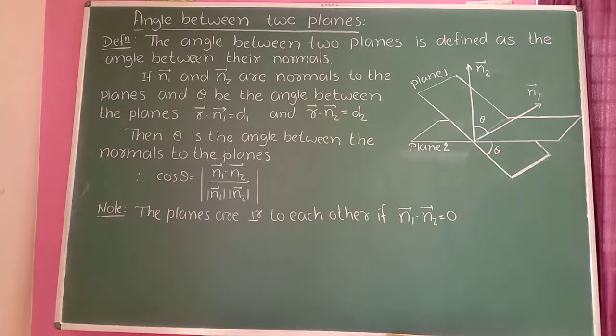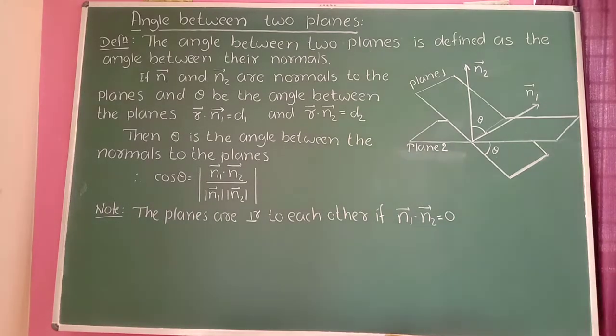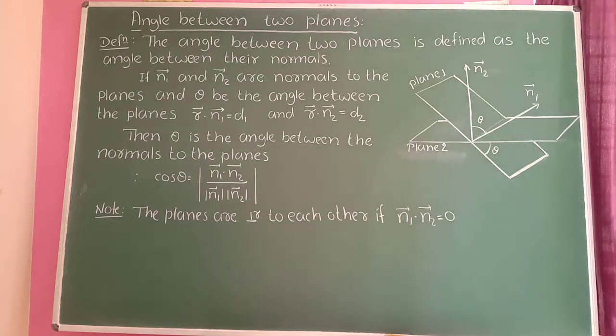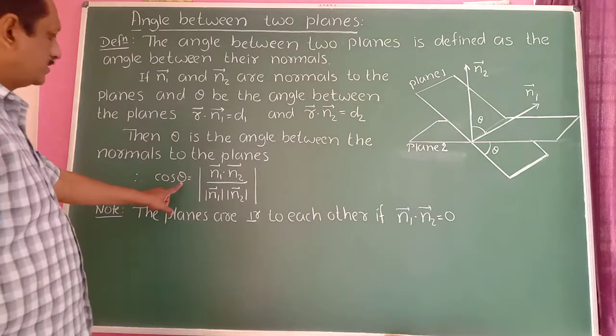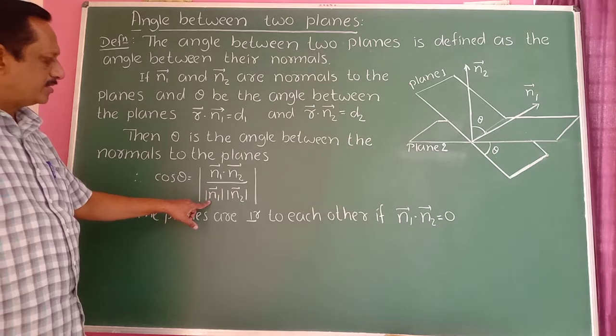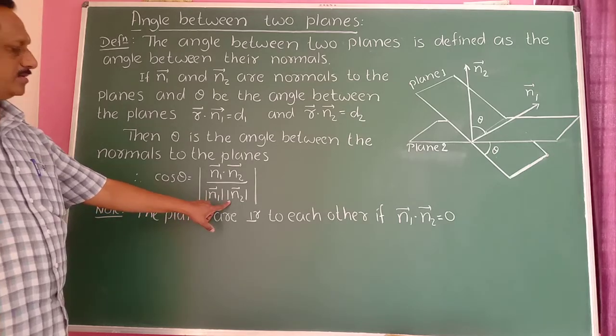Therefore, if n1 bar and n2 bar are normals to the planes here, and theta is the angle between the planes, r bar dot n1 bar equal to d1 and r bar dot n2 bar is equal to d2. Then theta is the angle between the normals to the planes here. So cos theta is equal to modulus of n1 bar dot n2 bar divided by modulus of n1 bar into modulus of n2 bar here.